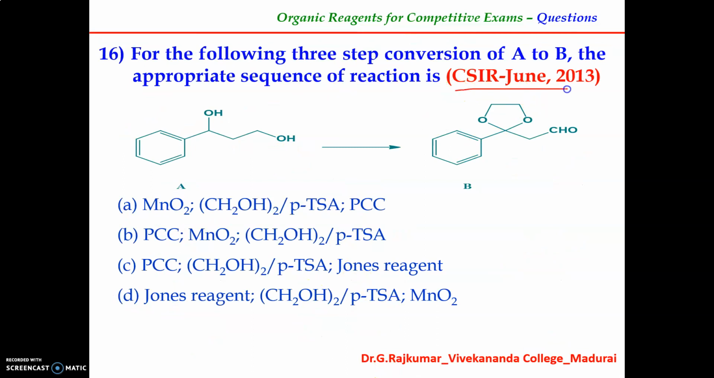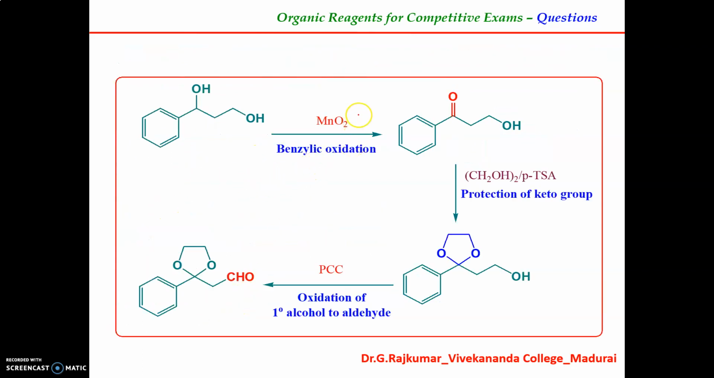So this question was asked in June 2013, for the following three-step conversion from A to B. What is the appropriate reaction sequence? What happens if I use manganese dioxide? This is a selective oxidation of benzylic or allylic hydroxyl groups into the corresponding carbonyl compounds. If I use pyridinium chlorochromate, what happens? It can oxidize both primary and secondary hydroxyl groups. So I will explain the mechanism. In the first step, MnO2, manganese dioxide, gives selective oxidation of the benzylic OH into a ketone.